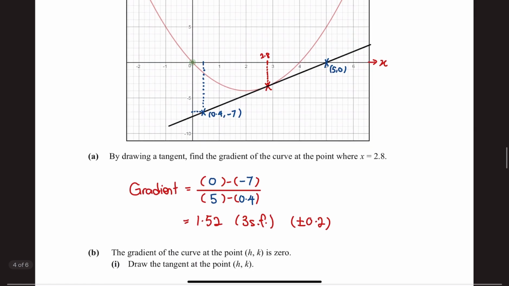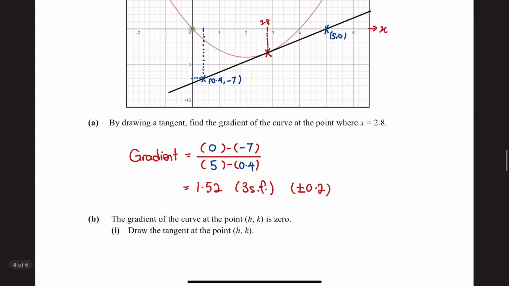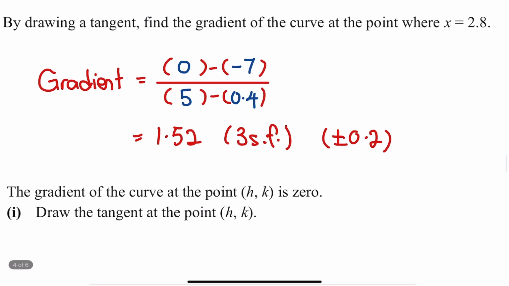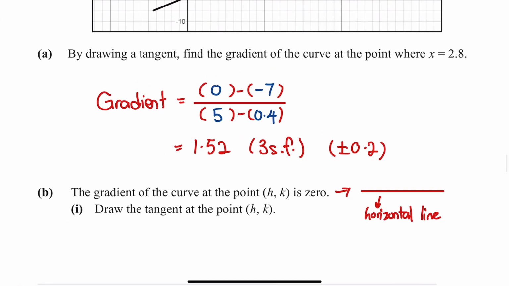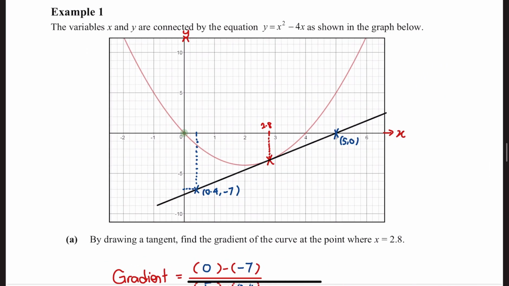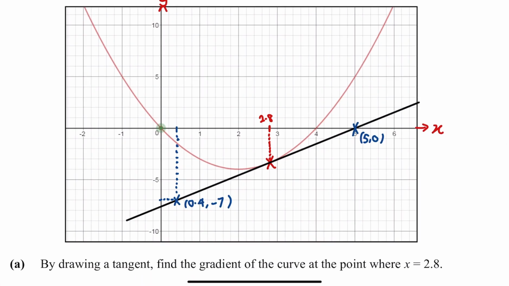Okay, part A done. Part B, the gradient of the curve at the point h, k is 0. So for the gradient of the curve to be 0, we know it must be a horizontal line. We must have a horizontal line for the gradient to be 0. So when the question says, draw the tangent to the curve at the point h, k, whereby the gradient is 0, I look at the graph. Which part of the graph do you think if I draw the tangent, I'll get a horizontal line? The most logical part to think would be at this point over here, at the lowest point of the graph.